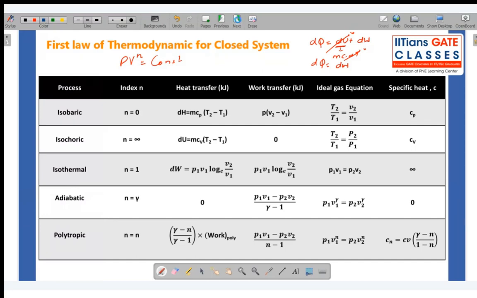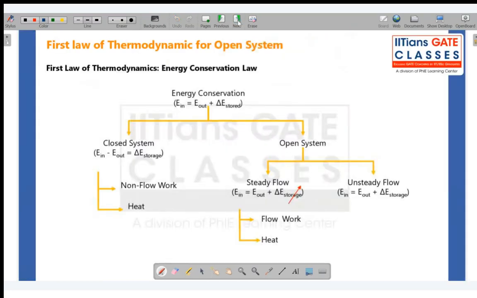Okay, very nice. Let's move ahead. Till now, what we were discussing is the first law of thermodynamics, closed system. Now, we will move ahead to open system. In open system, there are two classifications, steady flow and unsteady flow.